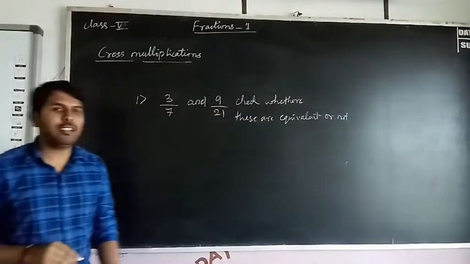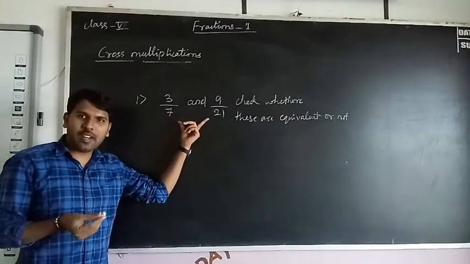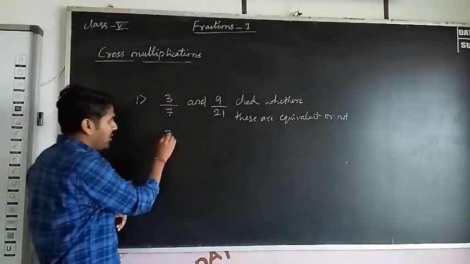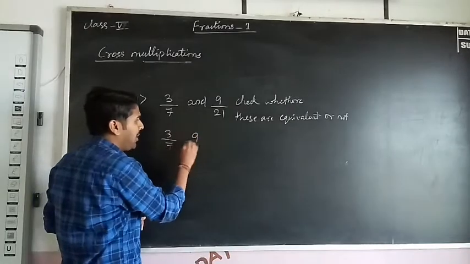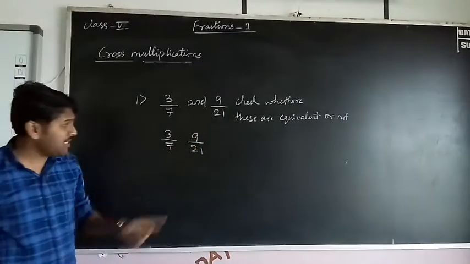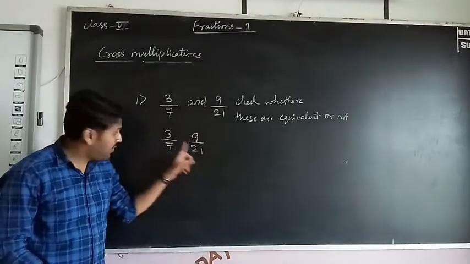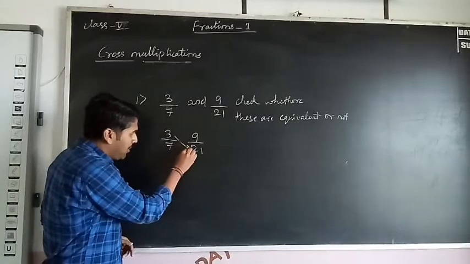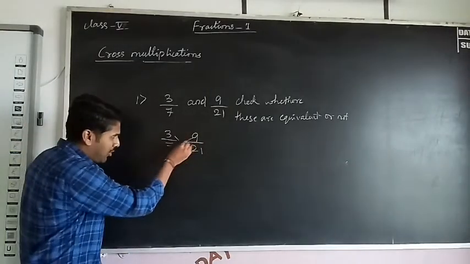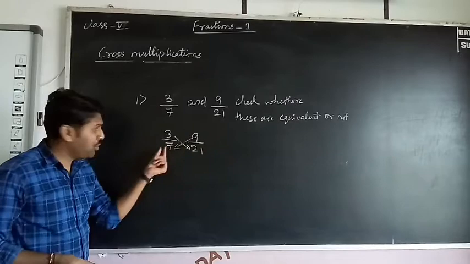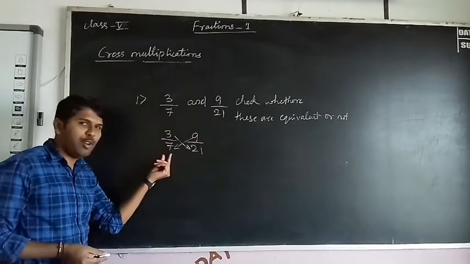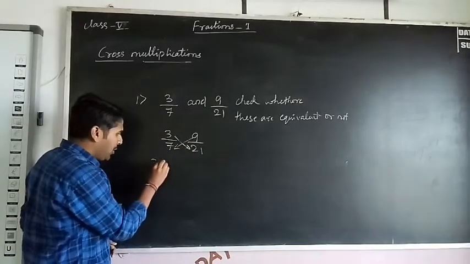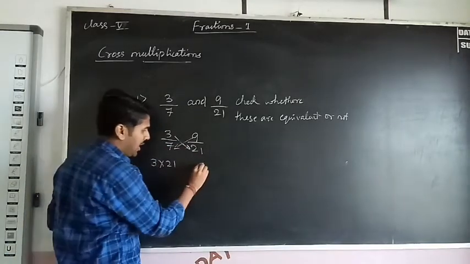So how to check it? These two fractions are equivalent fractions. Just cross multiplication. Cross multiplication means take the fractions 3 by 7 and 9 by 21, and multiply the numerator of the first fraction with the denominator of the second fraction, and the numerator of the second fraction with the denominator of the first fraction. So multiply 3 into 21 and 9 into 7.